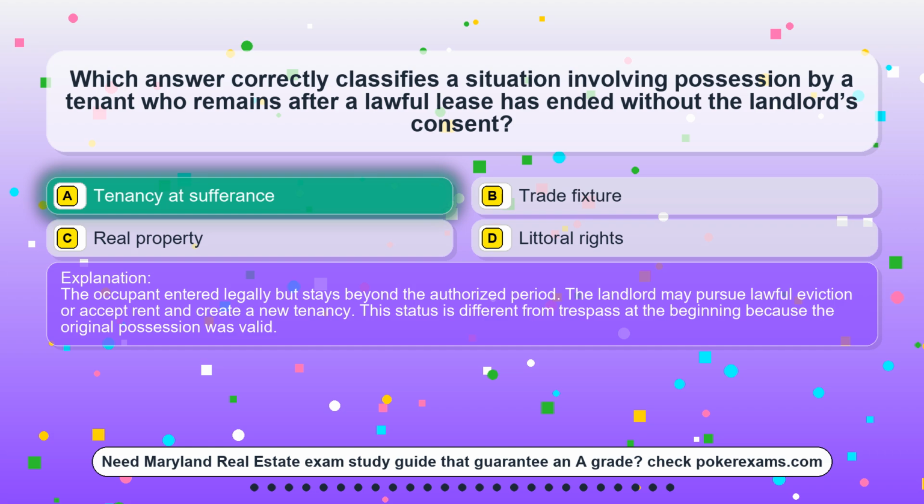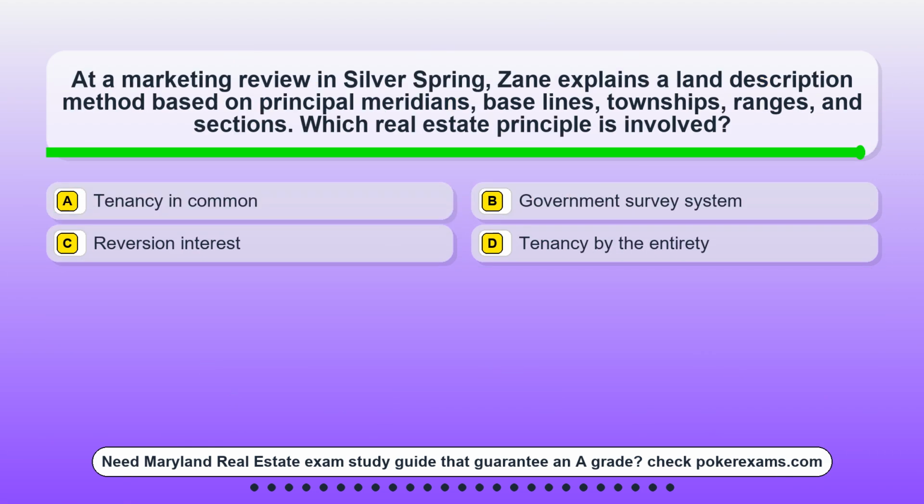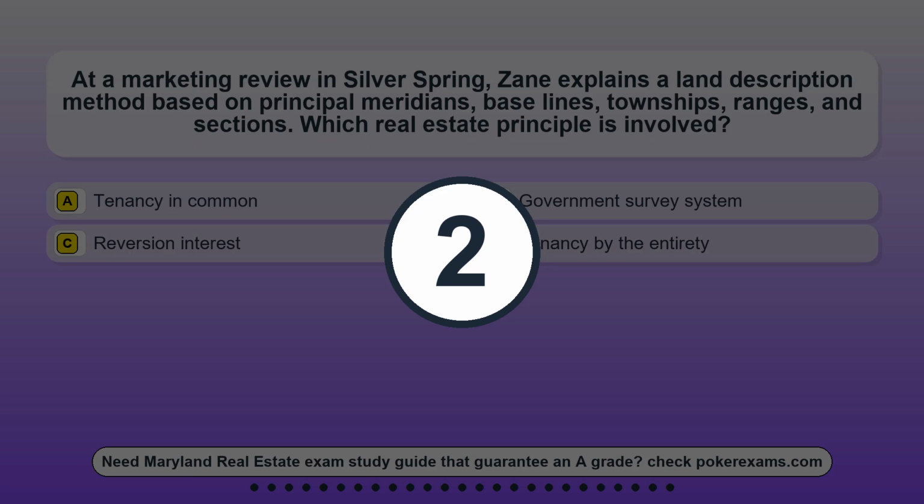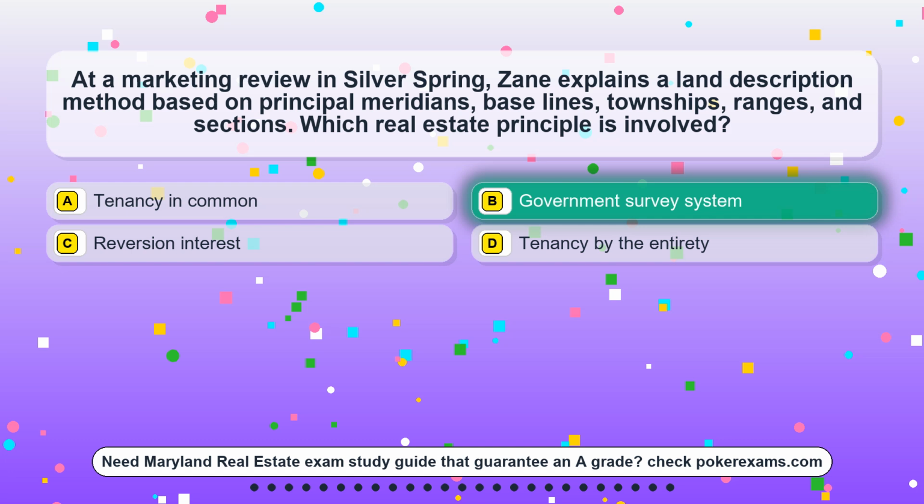Question 16. At a marketing review in Silver Spring, Zane explains a land description method based on principal meridians, baselines, townships, ranges, and sections. Which real estate principle is involved? Option A, tenancy in common. Option B, government survey system. Option C, reversion interest. Option D, tenancy by the entirety. The correct answer is option B, government survey system.